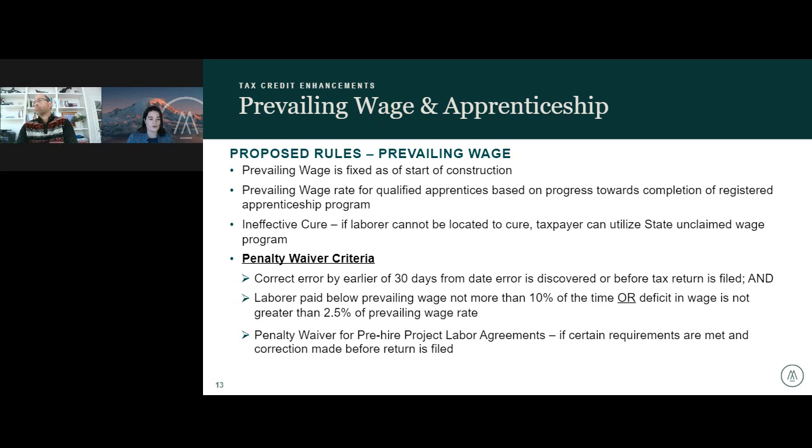Or if you engaged in a pre-hire project labor agreement that clearly incorporated the prevailing wage and apprenticeship requirements. There's a whole subset of requirements for what would need to be incorporated in that labor agreement. But if you utilize that project labor agreement for your project, then you could also receive a waiver of penalties from the IRS. It is a discretionary waiver, but it does incentivize, again, that proactive monitoring and compliance piece.